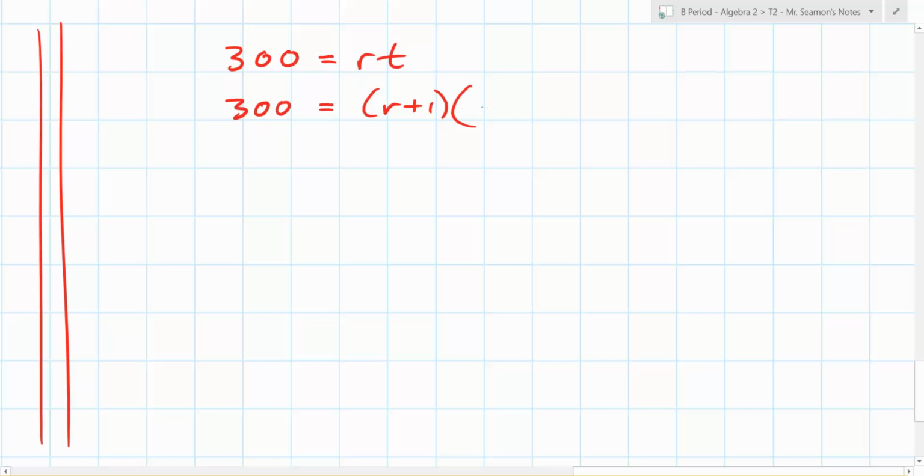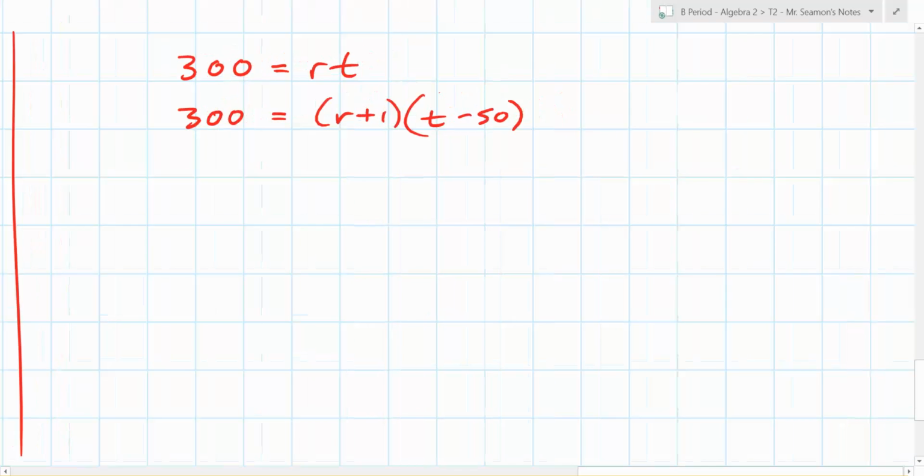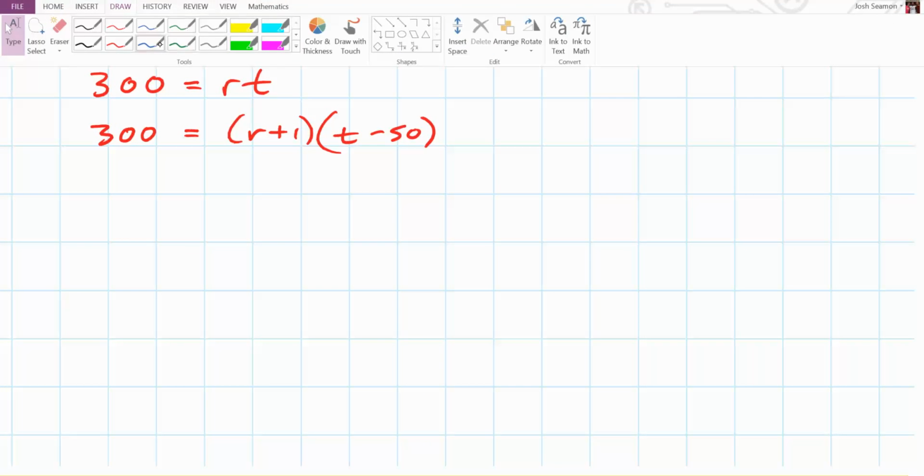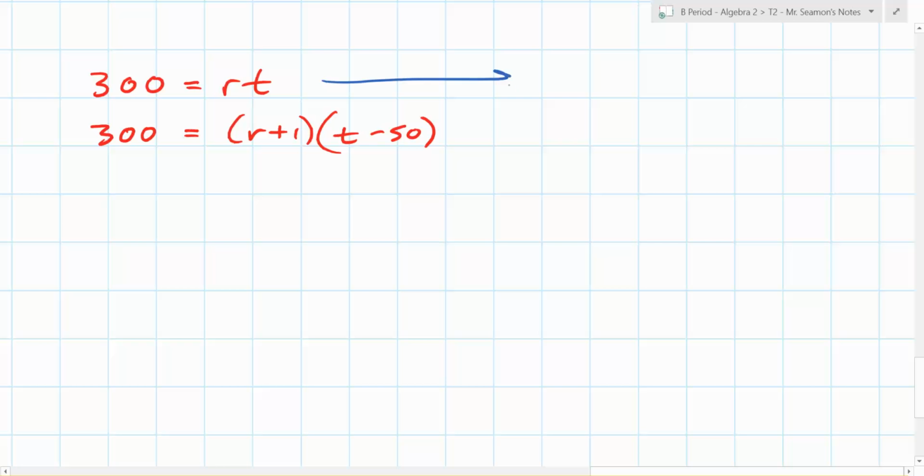She did this. So here's one equation. 300 was equal to RT, right? And 300 was also equal to r plus 1 times t minus 50, right? What Sadea did, which I really liked, was she isolated t. So what does t equal in this case? t is equal to 300 over r. Is that correct? Yeah, that's pretty cool.